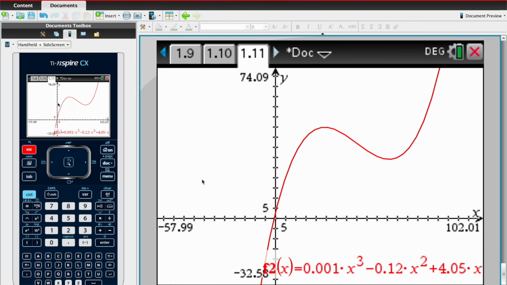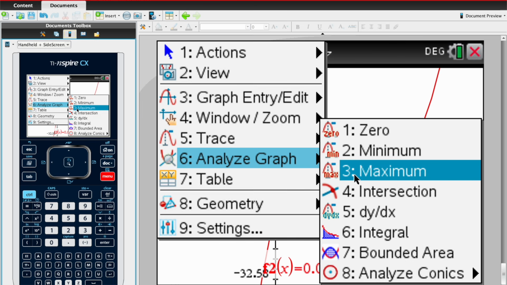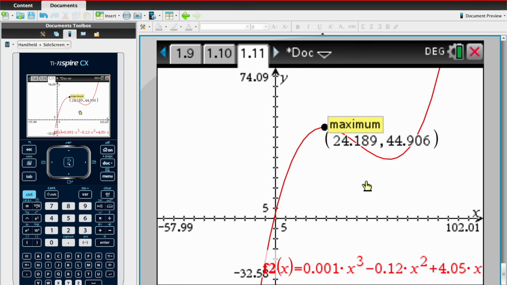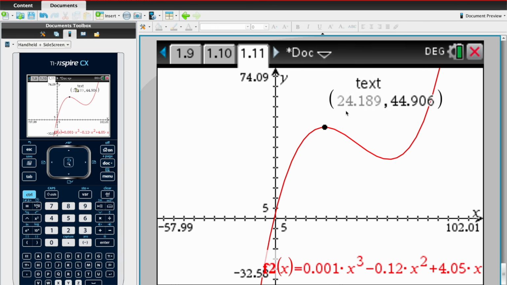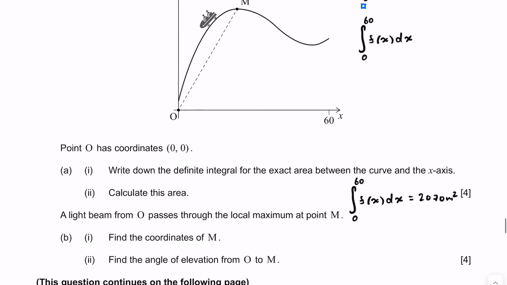All right. And now let's go menu, analyze graph, and we'll find this local maximum right here. So 24.189. That would be our local maximum. So going back to the document here, find the coordinates of M.